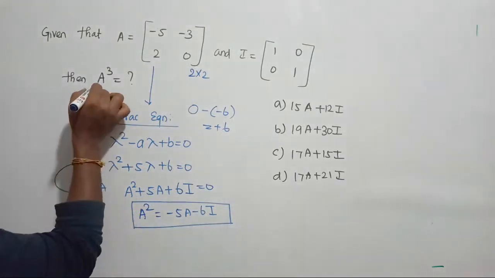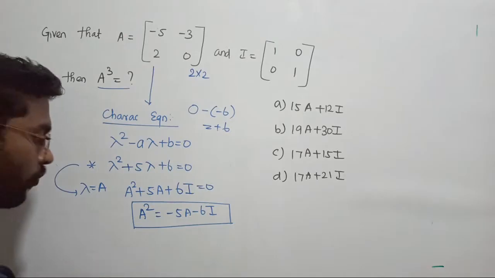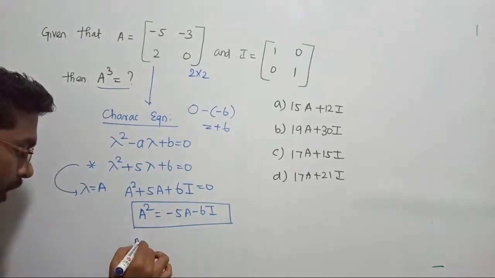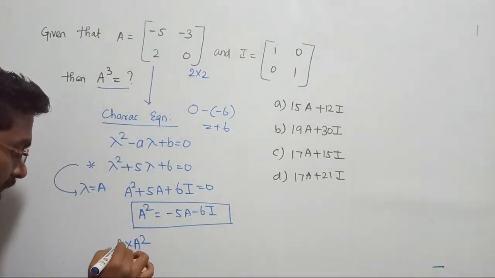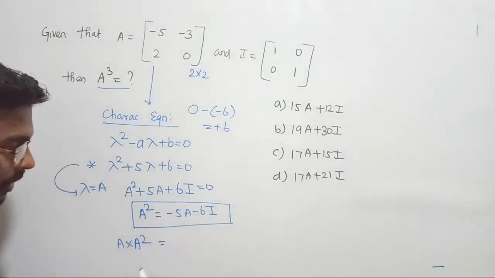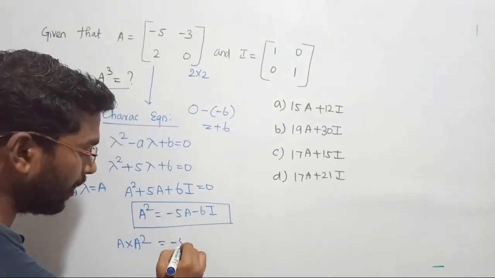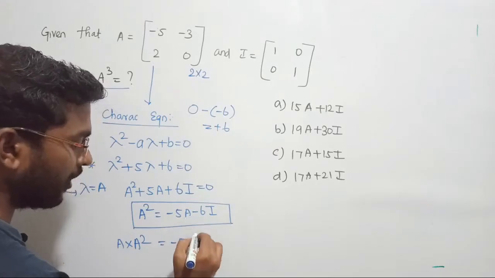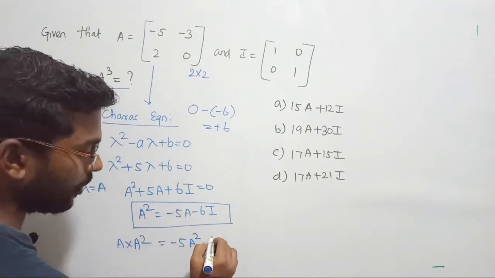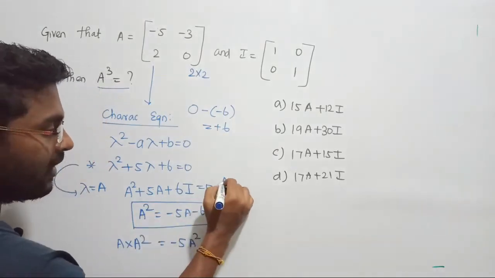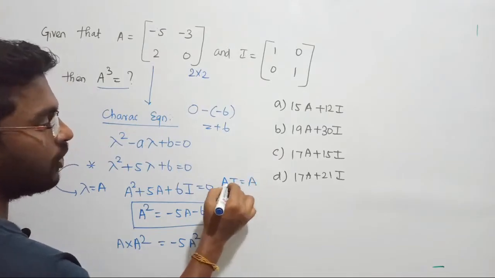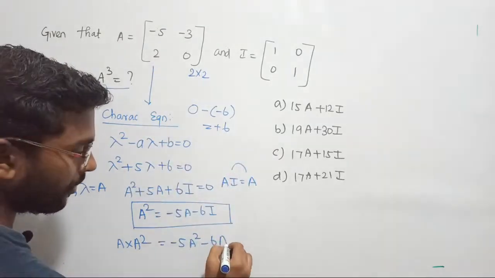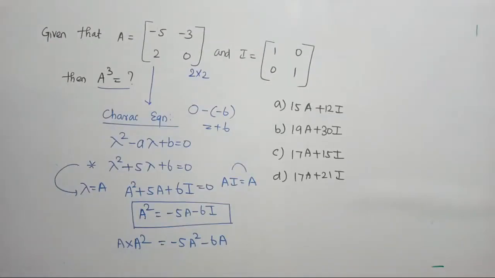My question is, A cube is what? If you want A cube, take this A square and multiply by A on both sides. This whole value will be multiplied by A, such that 5 times of A dot A will become A square, minus 6 into A into I will become what? A only, because the unit matrix value is 1. So it will become A only. Yes, I got the answer, right? So A dot A square is known as A cube.